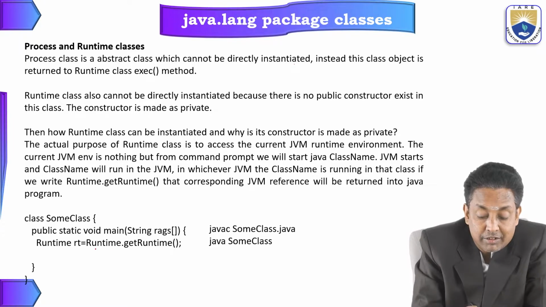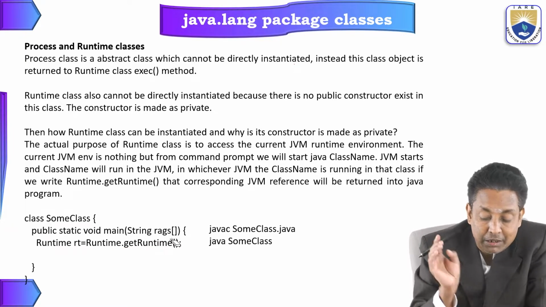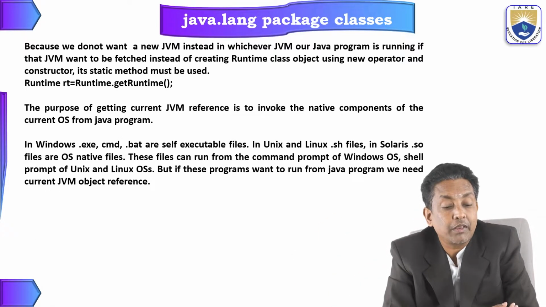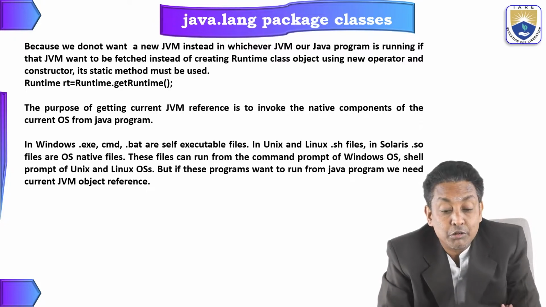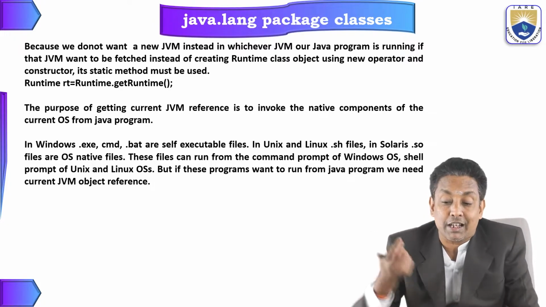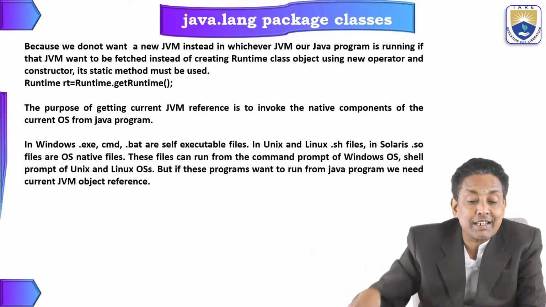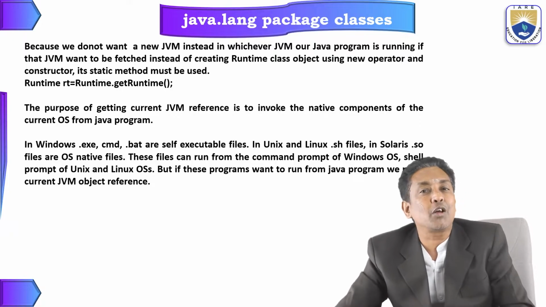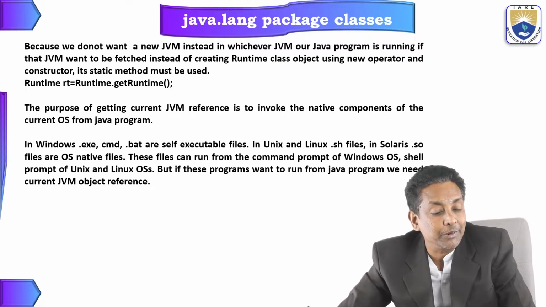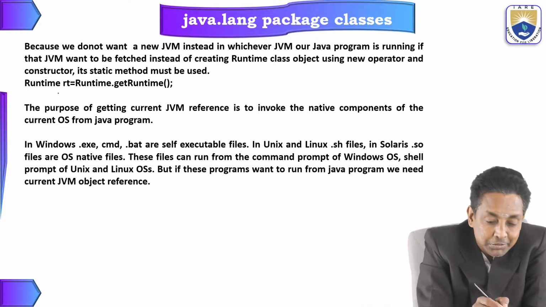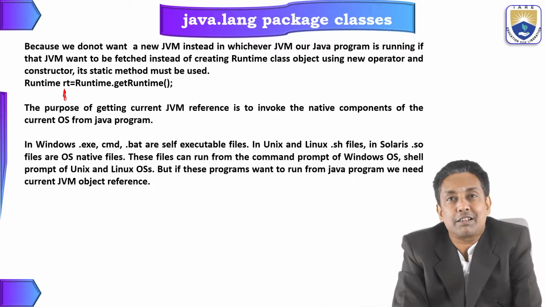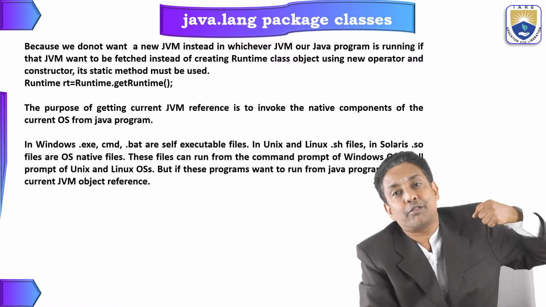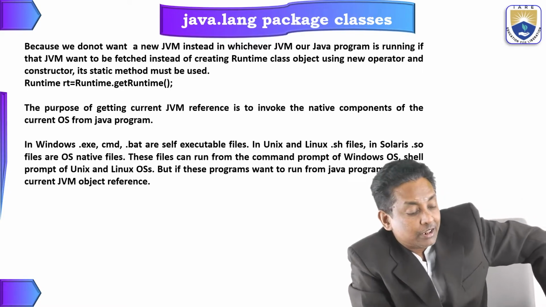So how do we access it? If you call the Runtime.getRuntime method, you will get a Runtime class object, and on it you can call some methods that we'll see next. We do not want a new JVM. Instead, we want to fetch whichever JVM our Java program is running in. So instead of creating a new Runtime object, the static getRuntime method must be used. This returns the current system JVM environment. We don't want to create a new runtime environment, isn't it?